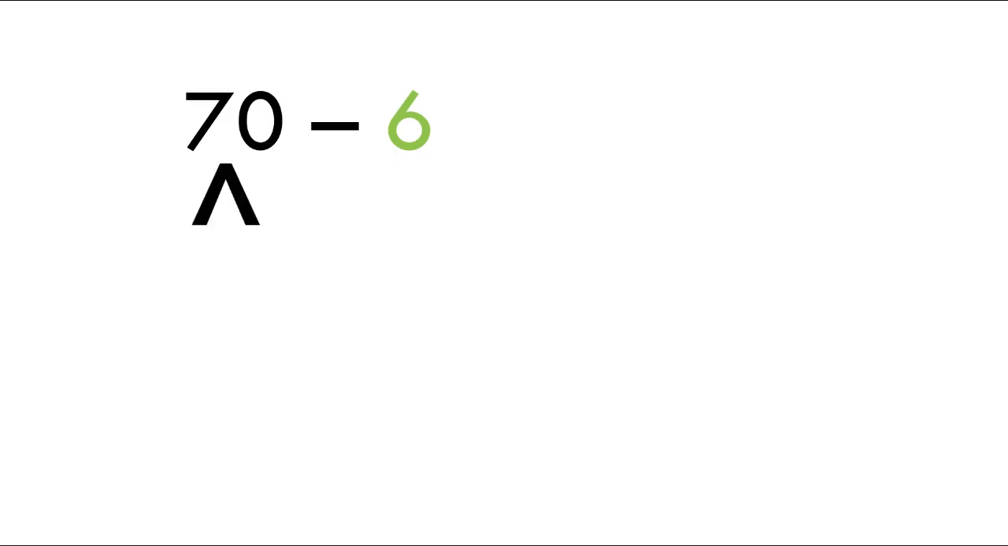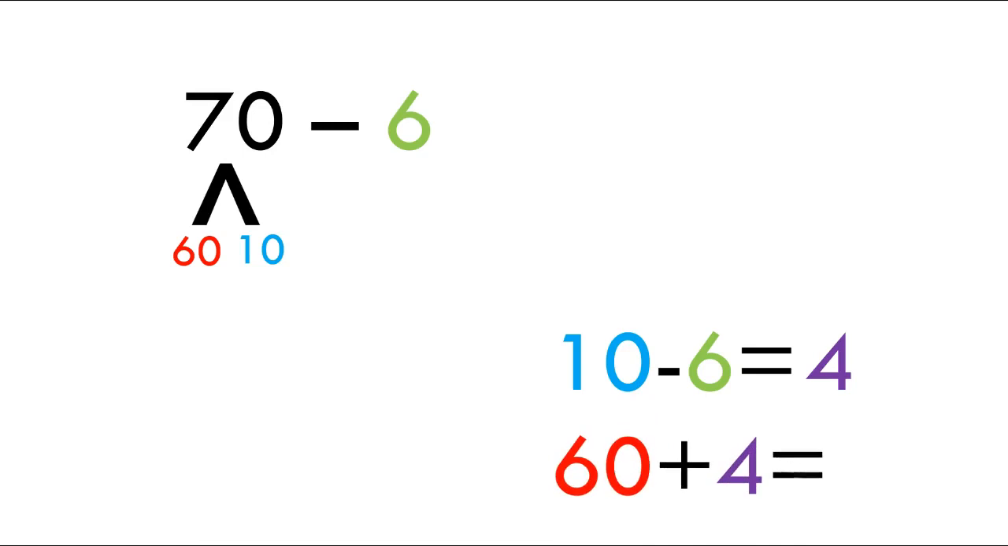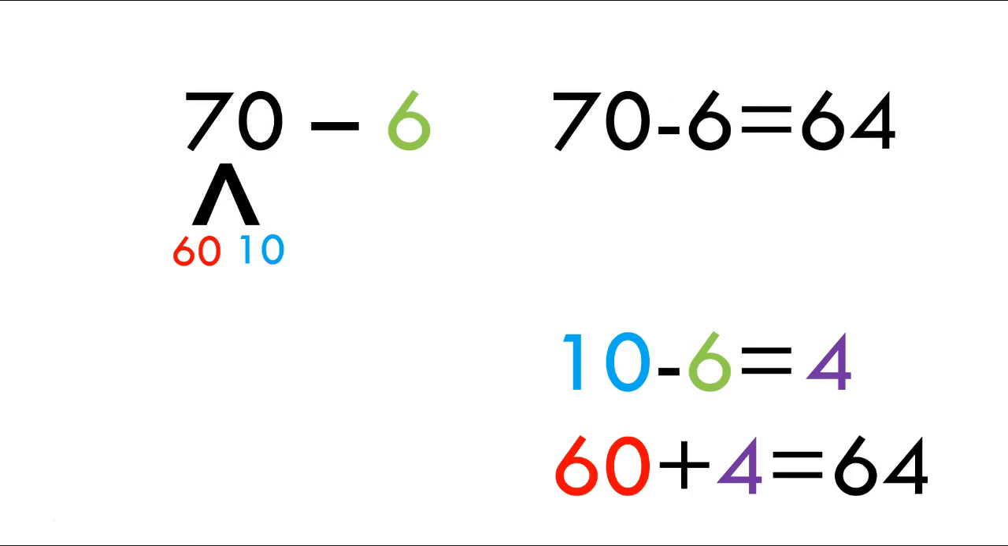Okay, so you broke up 70 and you broke it up with 60 and 10. You took 10 out and you had 60 left. What was the first number sentence that you wrote down? Did you write down 10 minus 6 equals 4? Then you should have written 60 plus 4 equals what's the answer? 64. Very good. So 70 minus 6 is 64. If this is what your board or your desk looks like, give yourself a kiss on the brain.